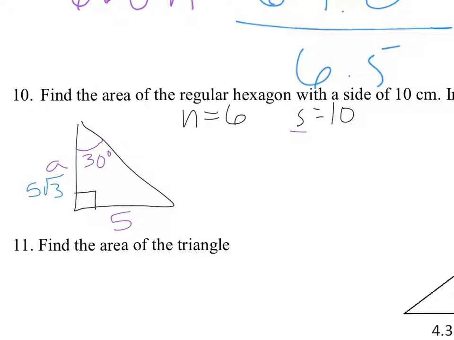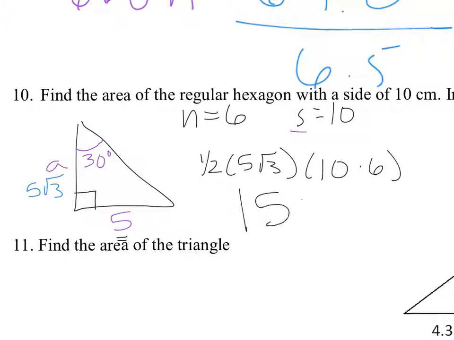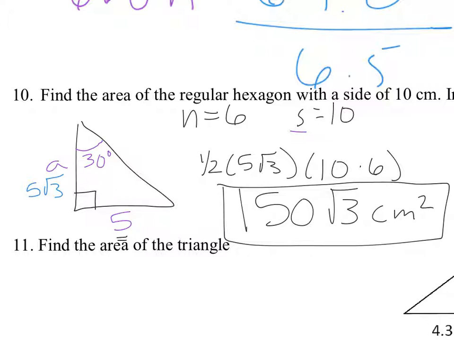So I have 1/2 times my apothem times my perimeter. Now, you could either use this 5 times 2, or already know my side length is 10 times 6. Either way, you're going to get the same answer. Multiply the numbers that are not within your square root. So 0.5 times 5 times 10 times 6. You get 150 square root 3 centimeters squared. Make sure to have units. Remember, if you don't have units, you're not going to get full credit.